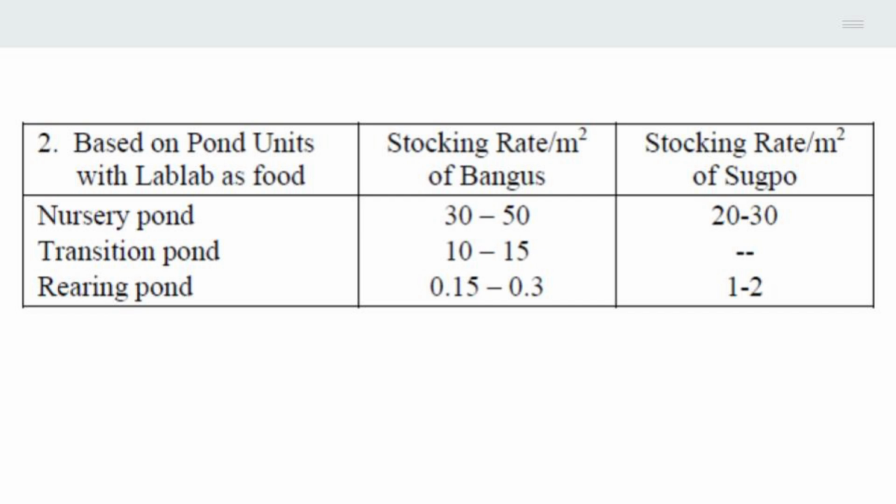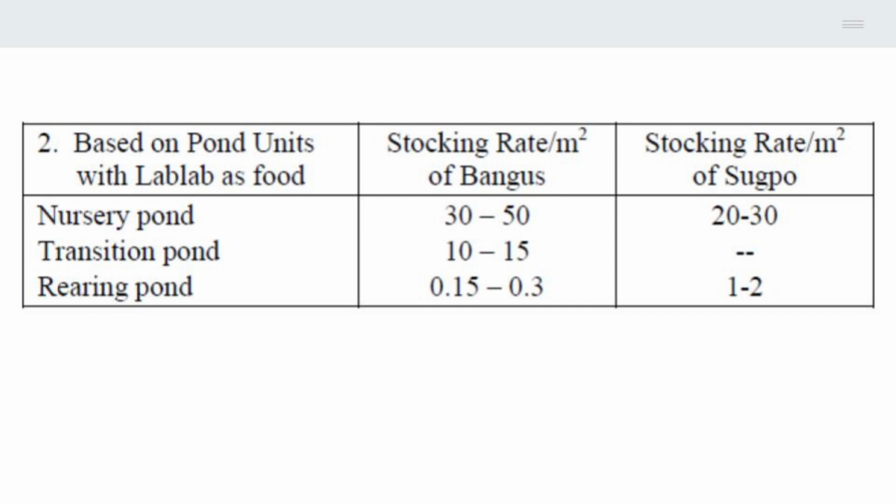Next is the transition pond. It is the intermediate phase before grow out. Once the fish or shrimp outgrow the nursery pond, they are transferred to transition ponds, where the stocking density is reduced to give them more space and allow for better growth. Example, for the bangus, you need 10 to 15 fish per square meter. For the sugpo, no data was available in the table for this stage. This stage helps the fish adjust to a less crowded environment before moving to the rearing pond.